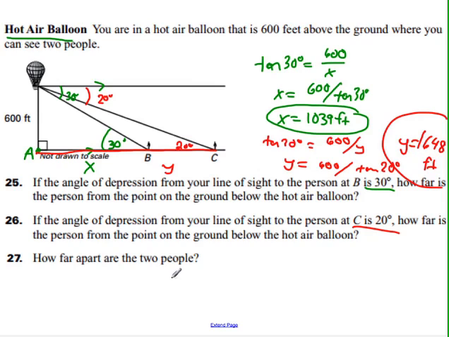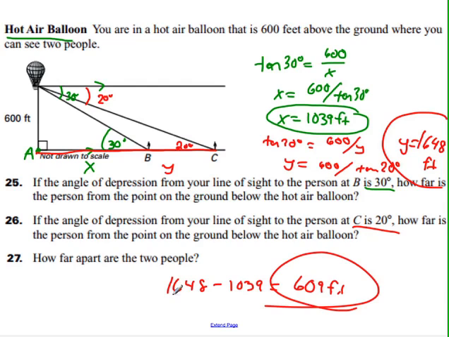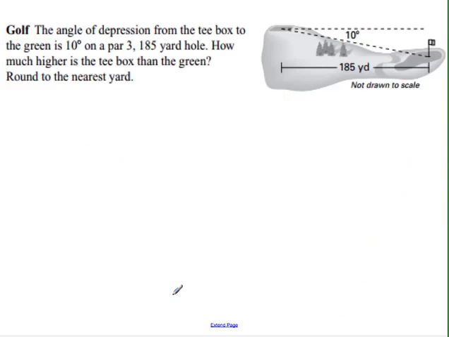How far are the two people apart? 1,648 minus 1,039. We're looking at approximately 609 feet. That's how far apart they are.